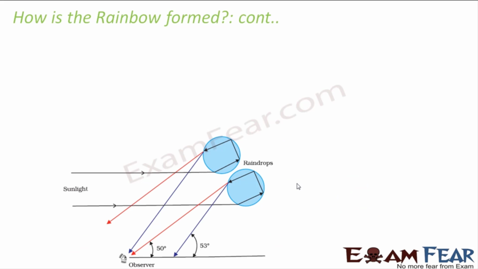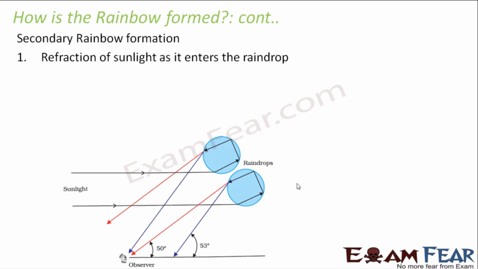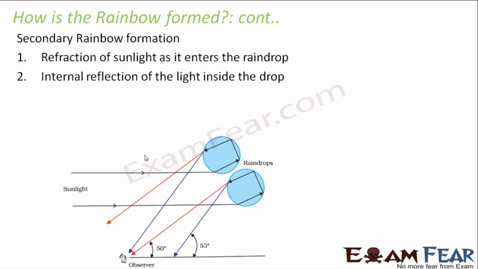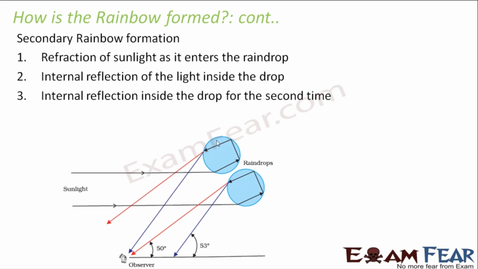Let us now look at the formation of a secondary rainbow. Let us see what is different in case of a secondary rainbow. In this case also, refraction of sunlight takes place as it enters the raindrop. Internal reflection also takes place. So here, this is how the sunlight enters. This is how internal reflection takes place. But in this case, internal reflection takes place inside the drop for the second time.